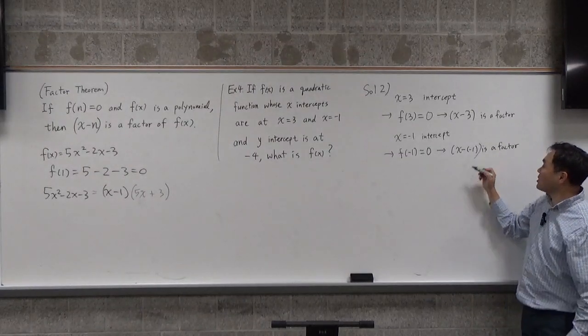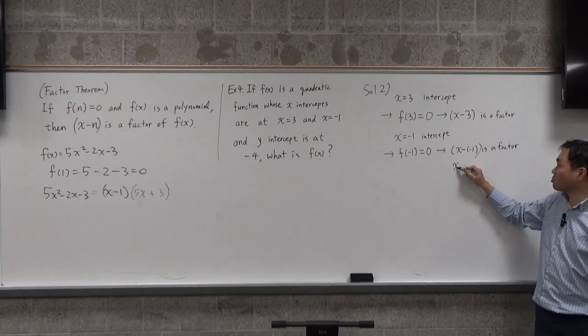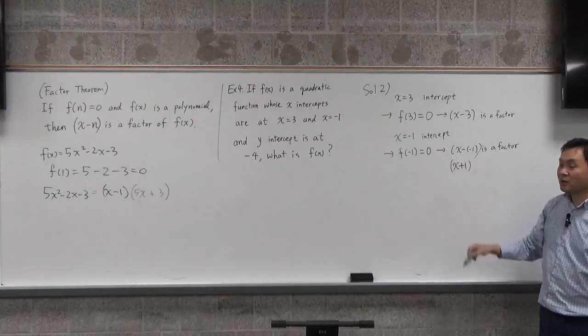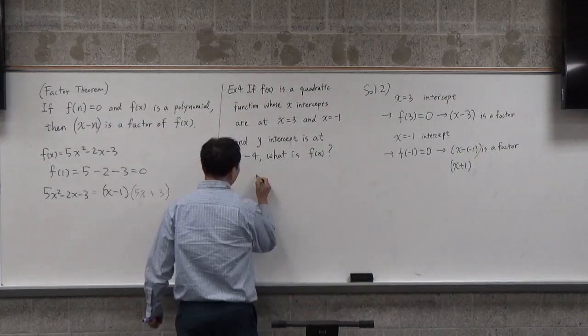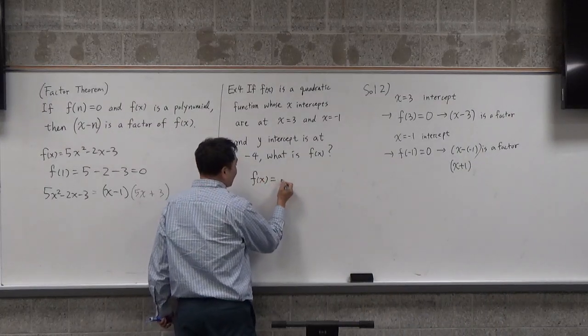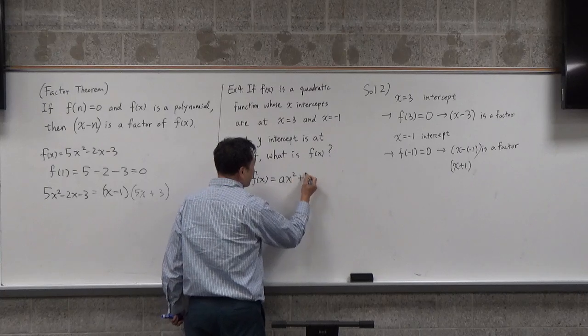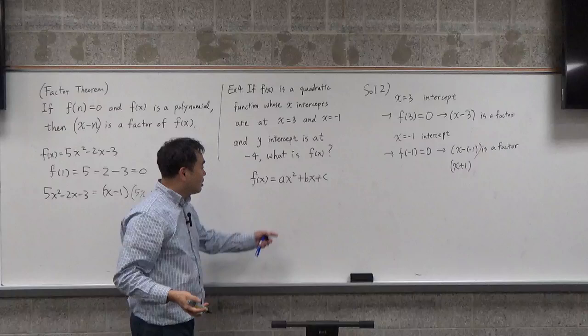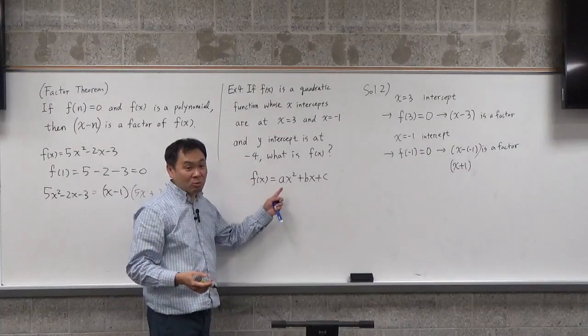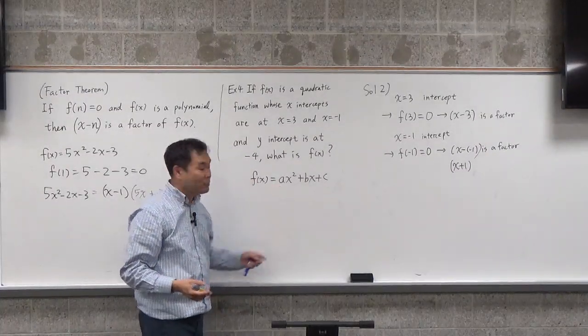But you know, what is x minus negative 1? X plus 1. So x plus 1 is a factor. Now that immediately tells us that if you have a quadratic function which is ax squared plus bx plus c, that's the generic form. Any quadratic function will have a formula that looks like this, right?